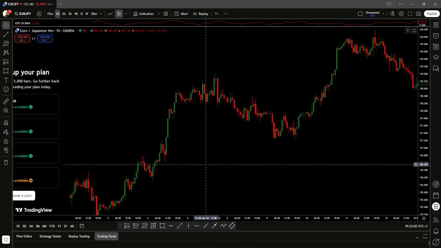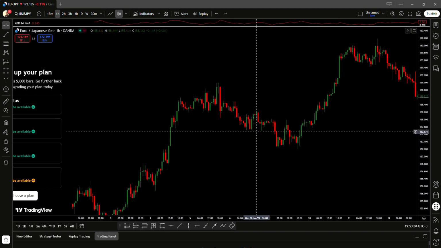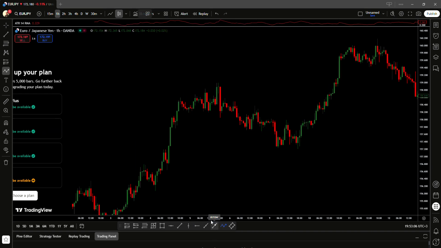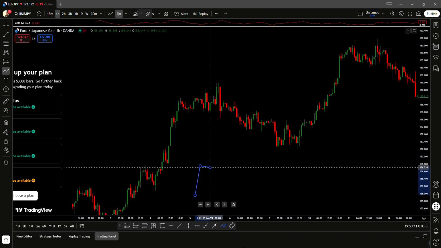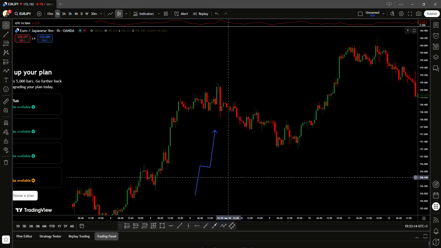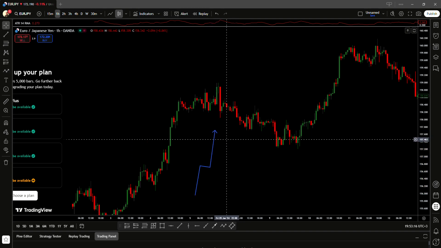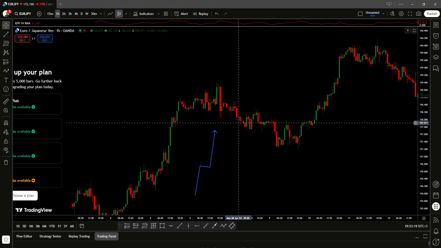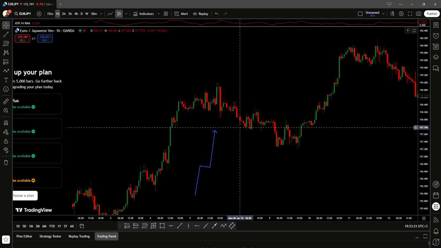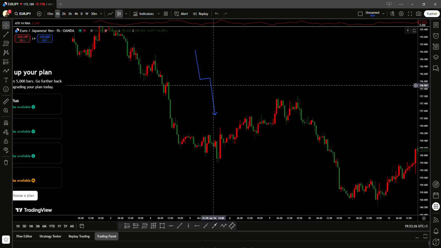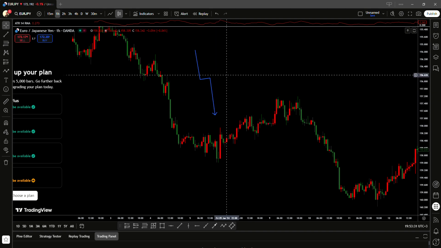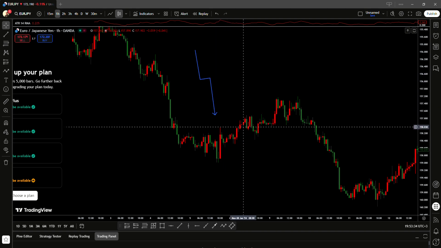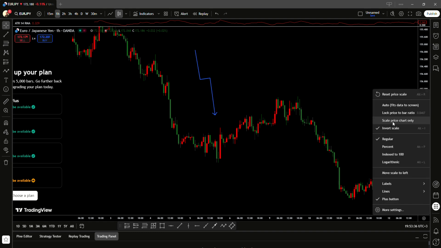First of all, let me just remind you how the setup is. Price makes a rally, then a base, and then a rally. So the demand zone remains here. When price comes back to the demand zone, we buy and take it to the previous high or to the upside. Same thing with the sell side. Price makes a drop, bases, and makes another drop. So we wait for price to come to this base, and then we sell to the previous low. Okay, so now let's proceed.